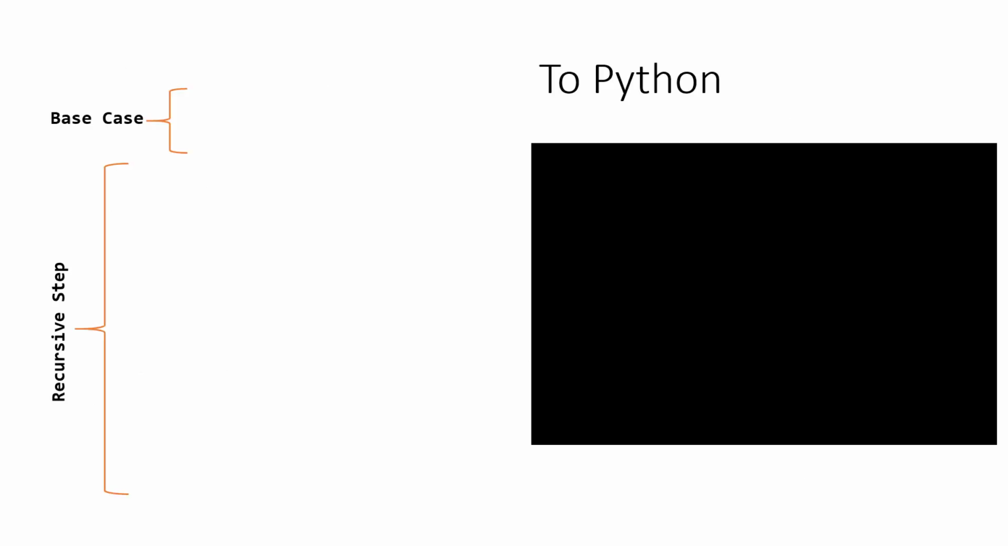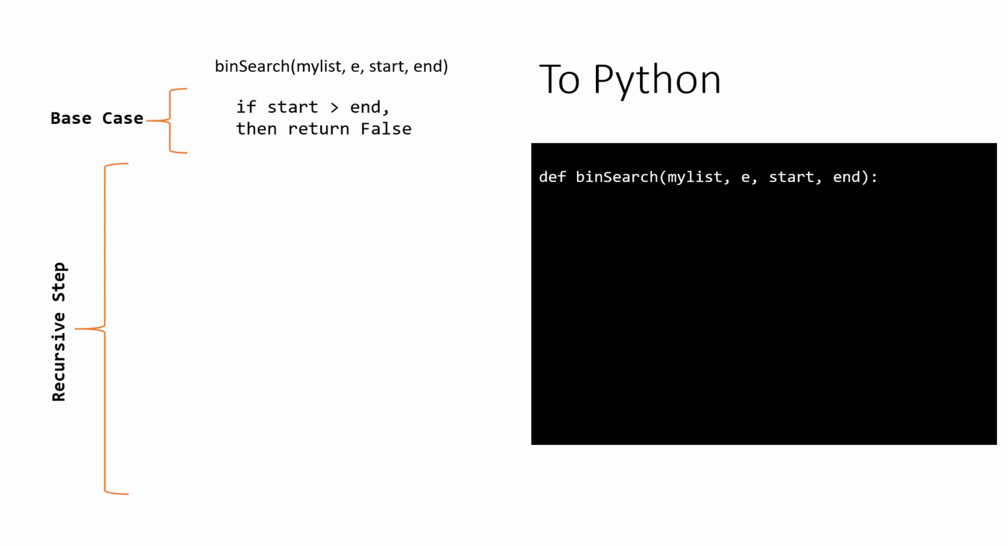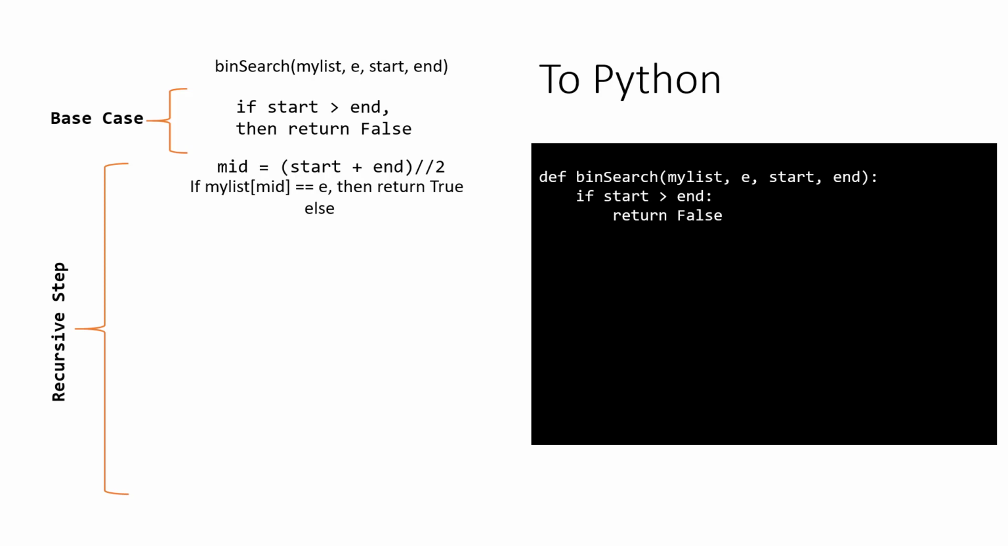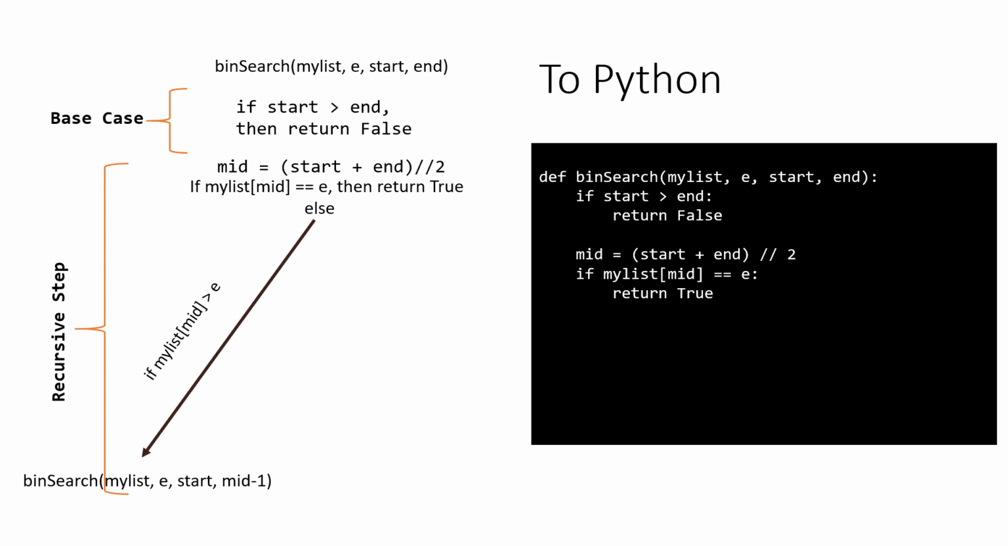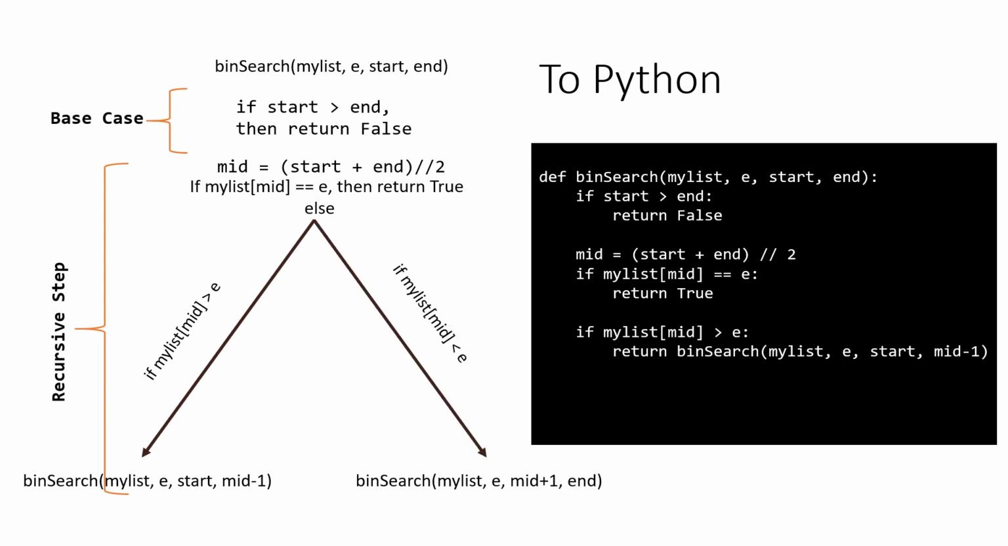We are also going to convert this algorithm into a Python program. So we've already decided on the name of the function, which gives us the first line. The base case goes exactly as it is written there. Then we compute the middle index, and we check whether the element is present in the middle position. Next, we take care of this left branch, and then we take care of the right branch. This completes the description of the Python program.